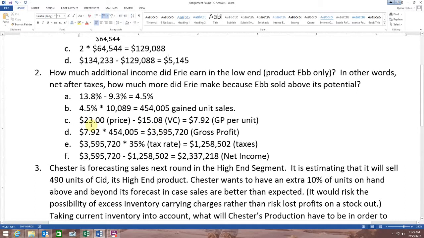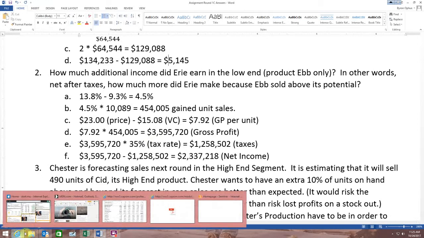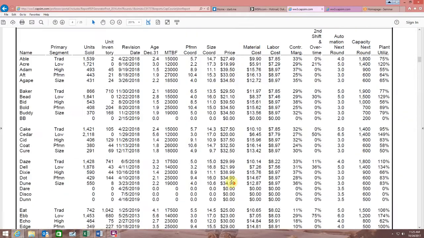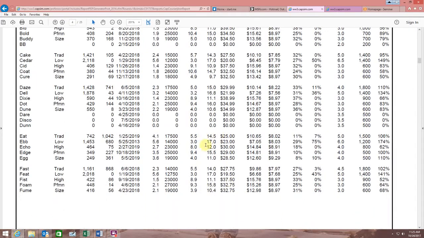Now I just did it this way. I figured the gross profit per unit by taking the price minus my variable cost per unit, which we can find down here in the production analysis. So ebb 23 is my price, and 7 plus 803 is my variable cost, so 1508.